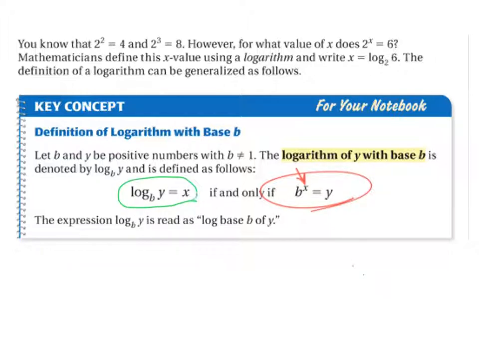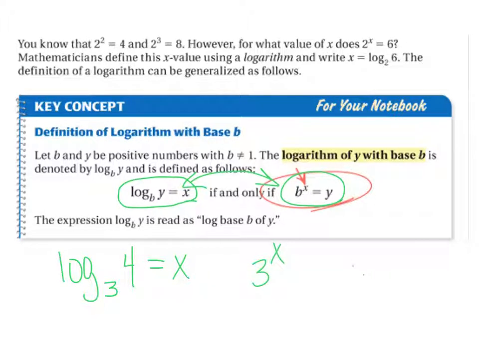Okay, I've got this and it relates to this. We can go back and forth. Log to the base b of y equals x, b to the x equals y. I could do it with anything. Log base 3 of 4 equals x. That means that 3 to the x equals 4. It's just putting everything in different orders.